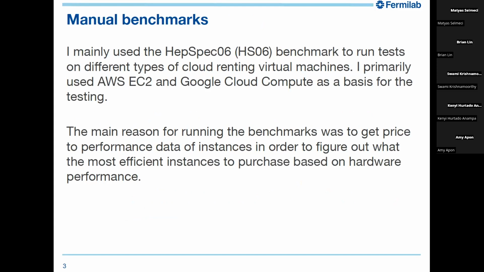So let's talk about manual benchmarking. When I was testing running benchmarks, I mainly used the SPEC CPU 2006, or HS06, benchmark to run tests on different cloud-rented virtual machines, and I tested with AWS EC2 and Google Cloud Compute as the basis. The main reason for running these benchmarks is to get the price to performance data of instances and to figure out the most efficient instances to purchase based on hardware performance.